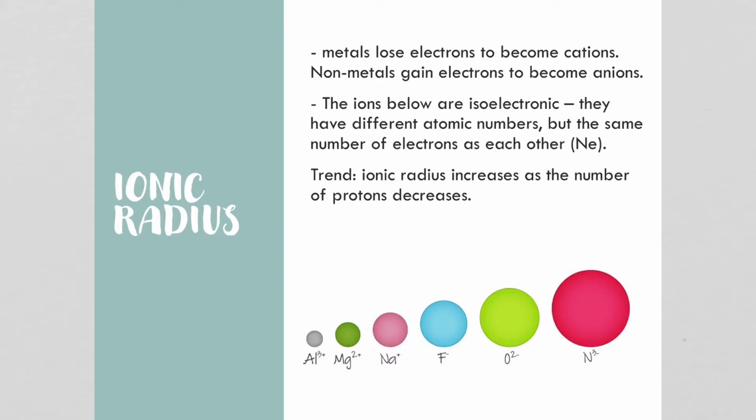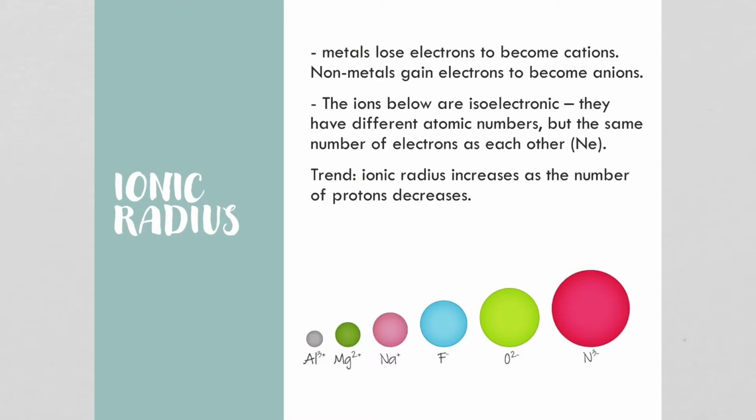And then we jump back up to the next row. So then neon would be right here. The fluoride ion would be bigger than sodium, the oxide ion would be bigger than fluoride, and then the nitride ion would be bigger than the oxide ion. So this one works a little bit trickier than the typical ones.